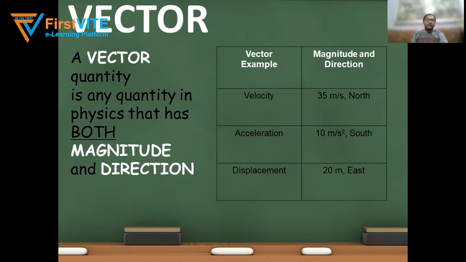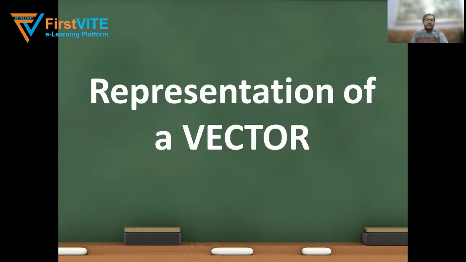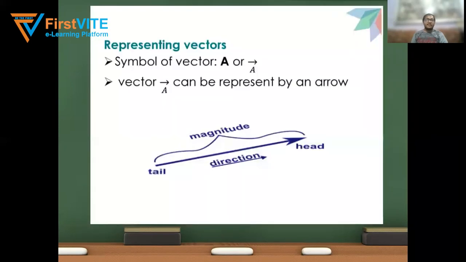Because these quantities consist of both magnitude and direction, there is a special method to represent vector quantities. Representation of a vector quantity. Let's have a look at it. To represent a vector quantity, we usually make an arrow above a symbol that represents a vector. Also, we can use an arrow in which the length of the arrow represents the magnitude of a vector, and the direction from tail to head represents the direction of the vector.